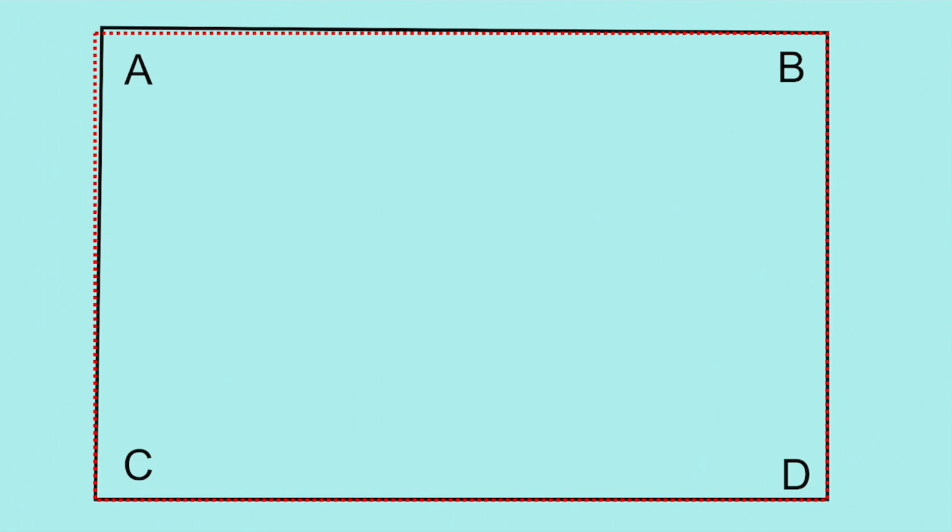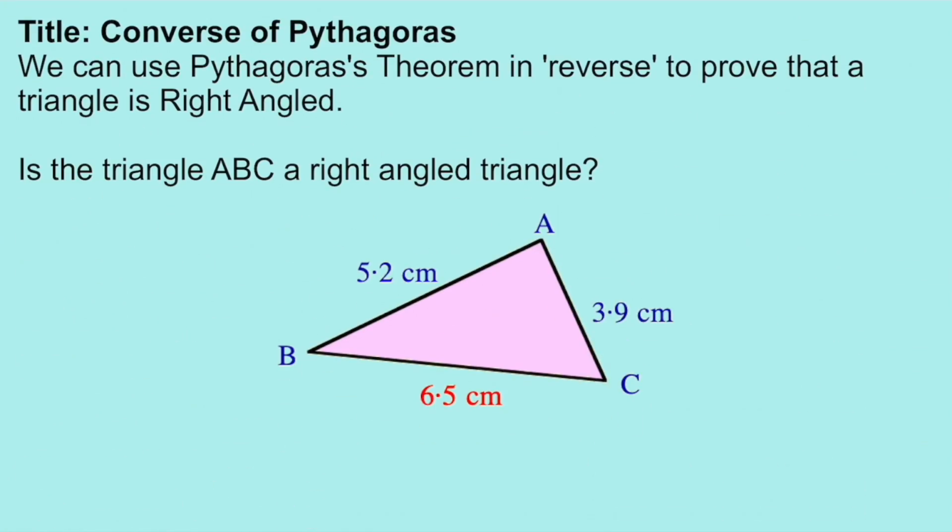So what we want to do is find some way mathematically of proving that an angle is 90 degrees rather than just looking at it and guesswork and drawing right-angled lines everywhere. So that's where the converse of Pythagoras comes in. First of all, can you just write this title in your jotters? Write the converse of Pythagoras. And we can use Pythagoras' theorem in reverse to prove that a triangle is right-angled.